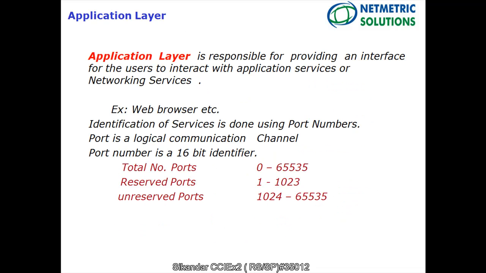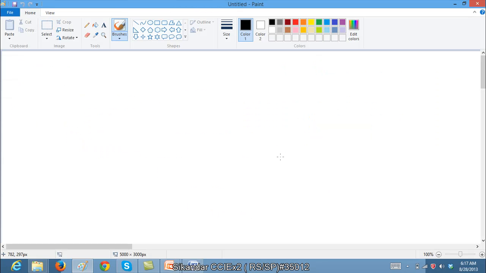Let's get started with the 7th layer, the application layer, which is responsible for providing an interface for the users to interact with applications or networking services. Let me take one example here to understand the application layer. In general, whenever we are doing some web browsing, I'm going to take some very basic examples.